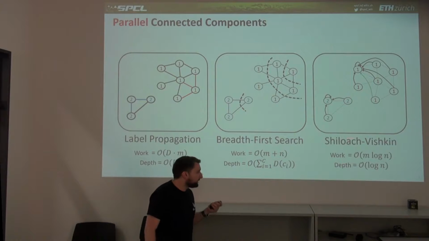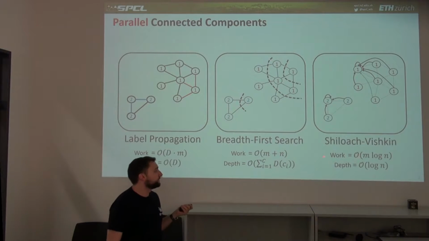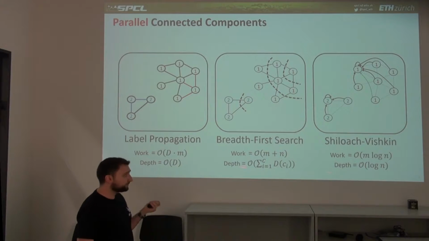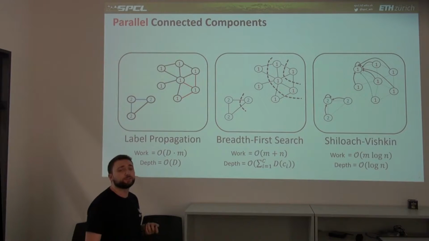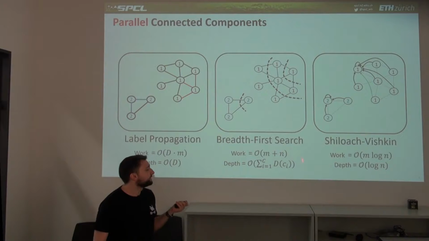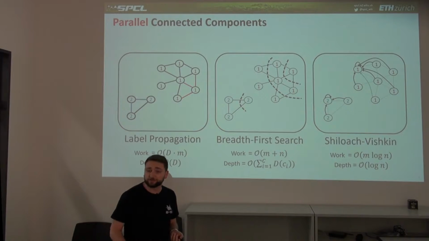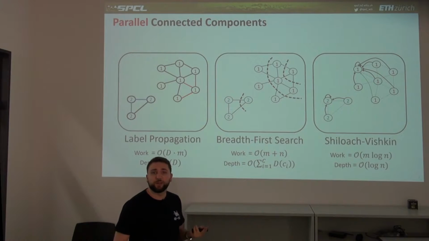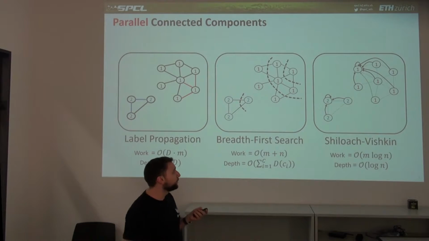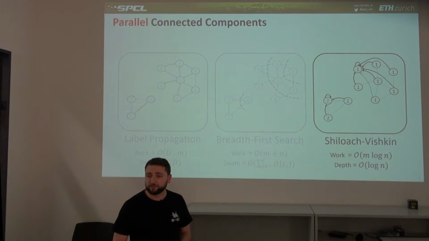So we see here that the average parallelism, the work divided by depth, is the same as label propagation, but what we also see in the Shiloach-Vishkin algorithm is that it is completely independent of the diameter of the graph. For that reason, and the fact that it is already the state of the art in computing connected components, we choose to focus on this algorithm for our paper.